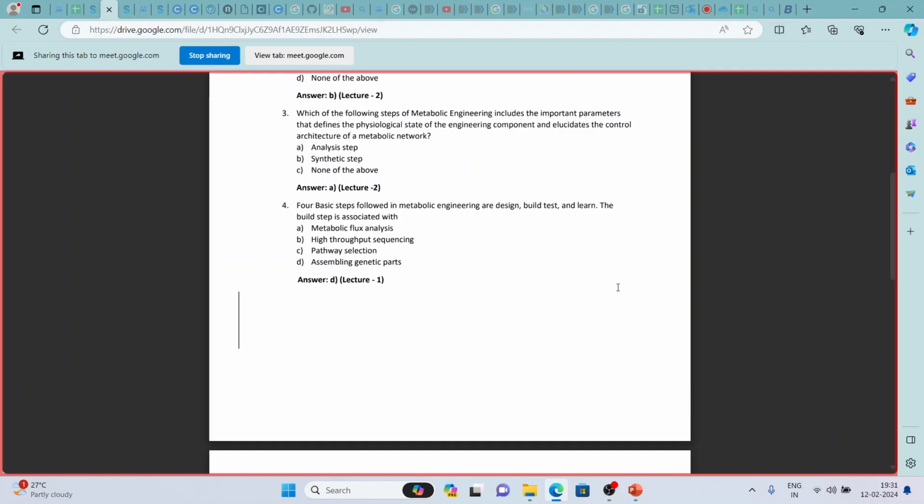The next question is four basic steps followed in metabolic engineering are design, build, test, and learn. The build step is associated with option A, metabolic flux analysis. Option B, high throughput sequencing. Option C, pathway selection. Option D, assembling genetic parts.